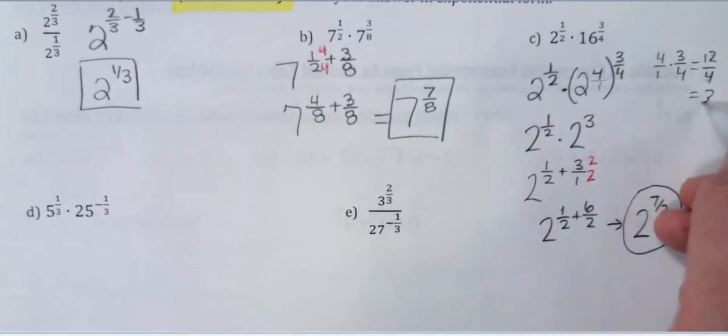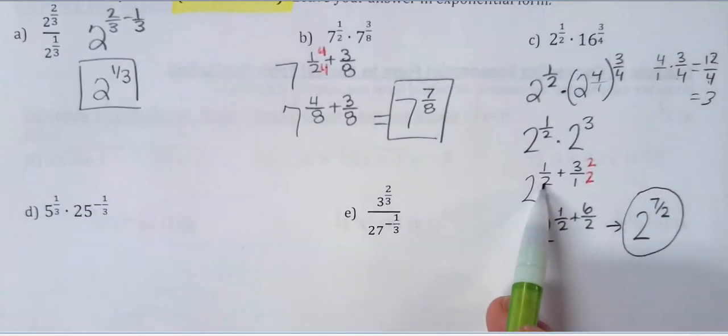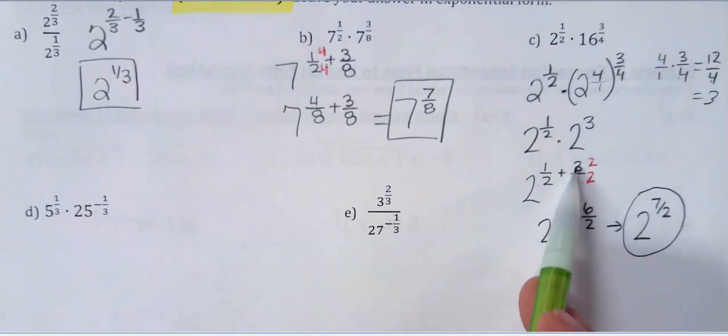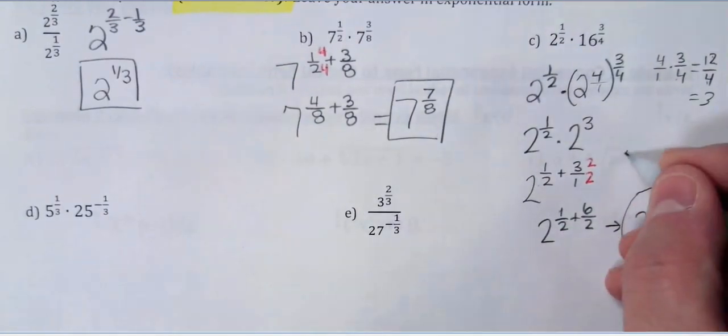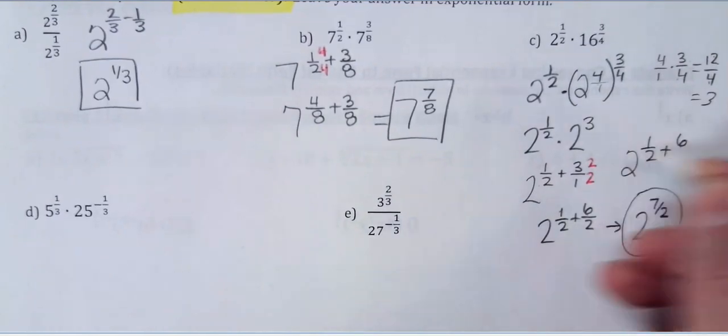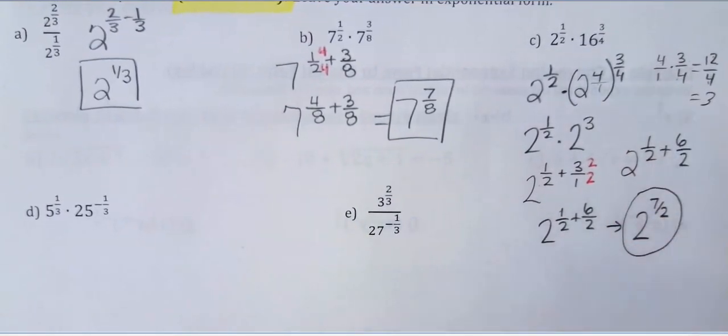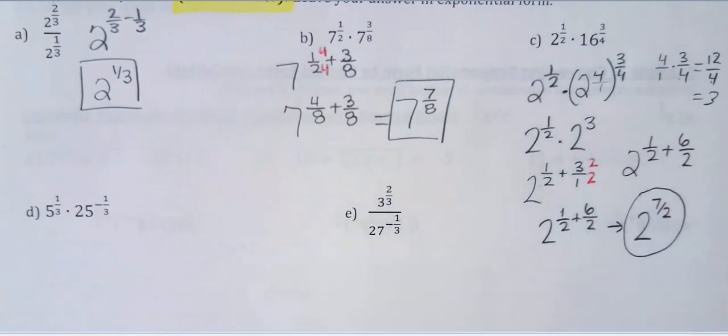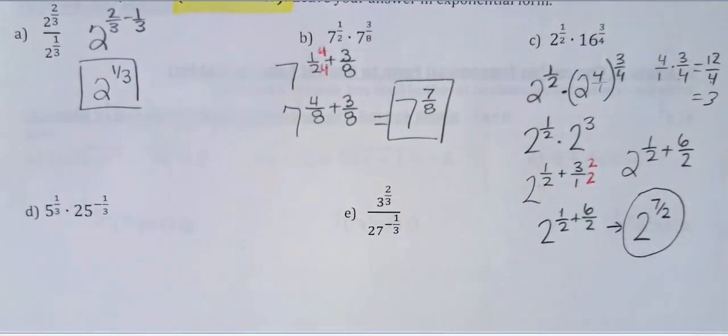Gotcha. Where'd the 2 go? So 1/2, and then 3. What I did here, I kind of didn't write out the step. It would be plus 3 times 2 would be 6. 2 times 1 would be 2. And then I have a common denominator there. I know, but the 2 to the 1/2 power times 2 to the 3rd power.